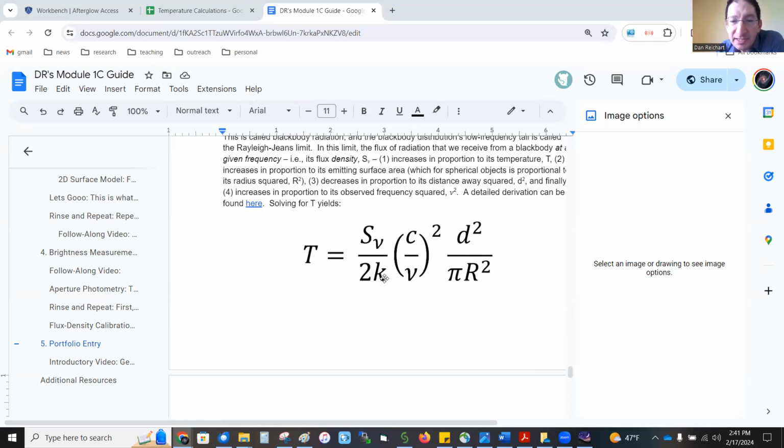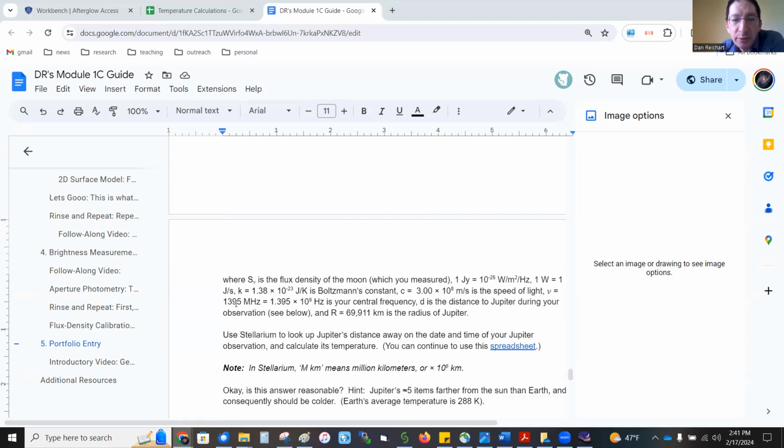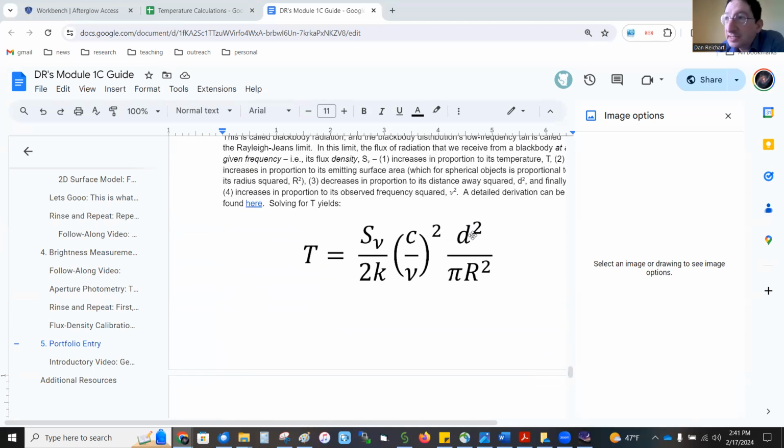Then you have a bunch of constants. Here's Boltzmann's constant. This is the speed of light. Again, nu is the frequency at which you observed. We observed at 1395 megahertz. That's 1.395 times 10 to the 9 hertz. Here's the distance squared. Here's the radius squared. So we know all these things. We've measured the brightness. We know everything else except the distance. That varies with time because both Earth and Jupiter are orbiting the sun. So our distance apart varies with time, and we can get that from Stellarium.